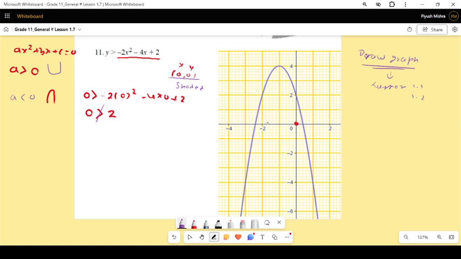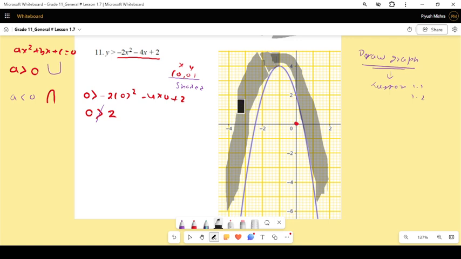This point is inside the graph, so I will not shade this one. What am I going to shade? Only the outside of the graph. Like this, and this one will be our answer. I hope you have understood what we are doing. Now the next question we are going to do.